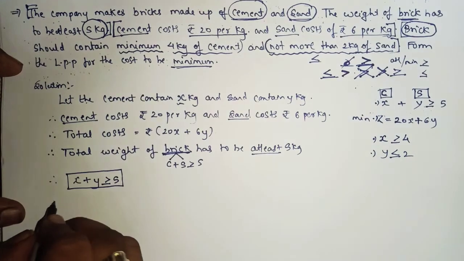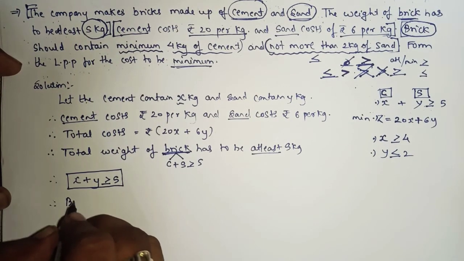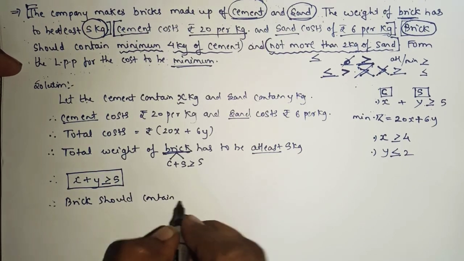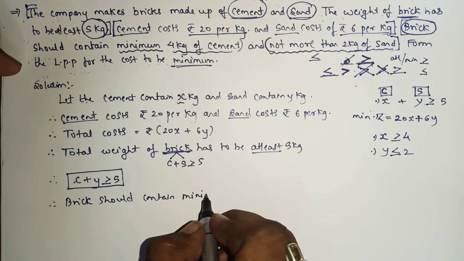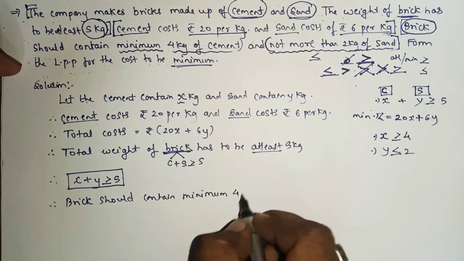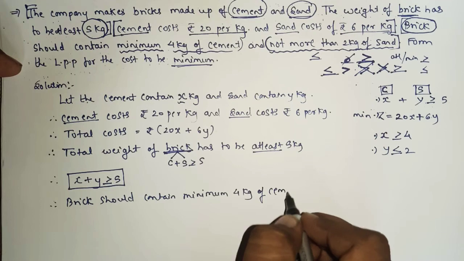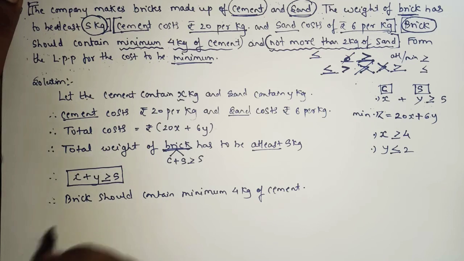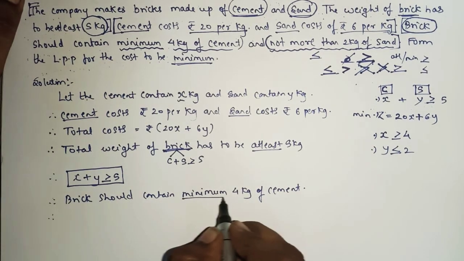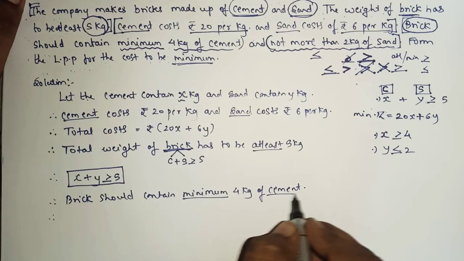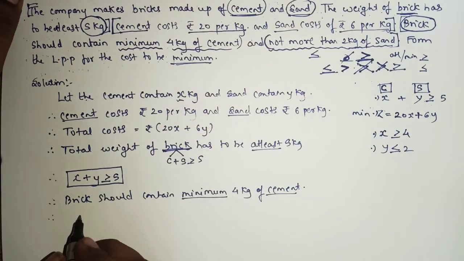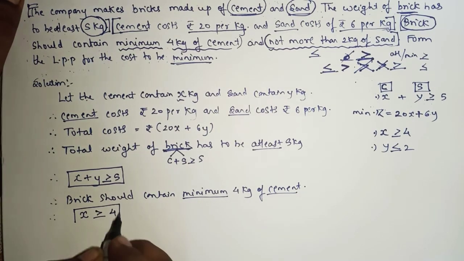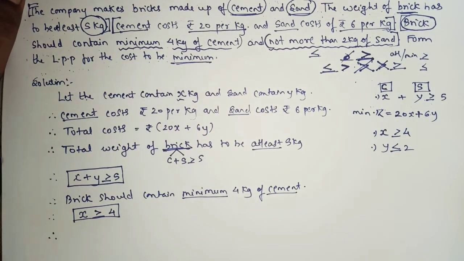So we got the first linear inequation. After that it says that brick should contain minimum 4 kg of cement. So minimum means what? Greater than equal to 4 kg of cement. For cement we took x, so x is greater than equal to 4. So here we got the second linear inequation.